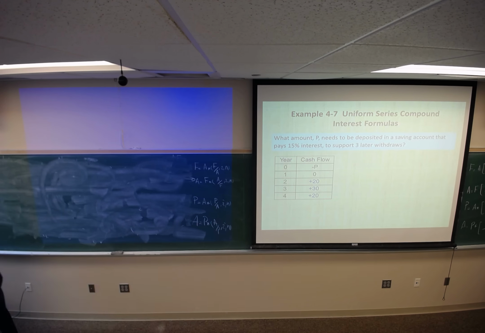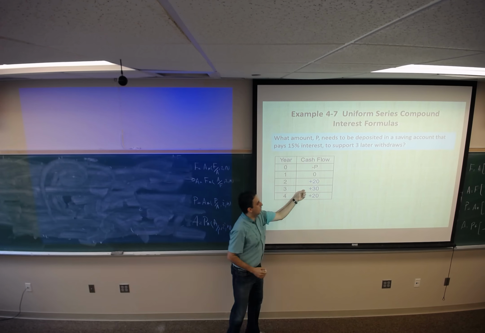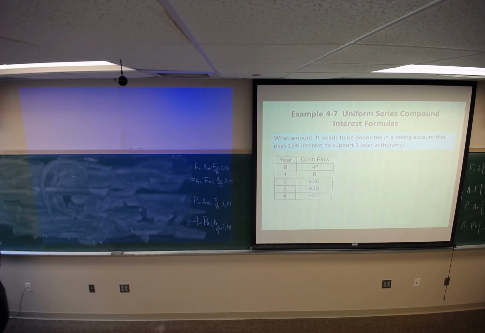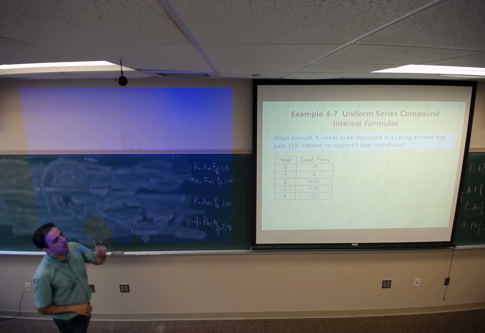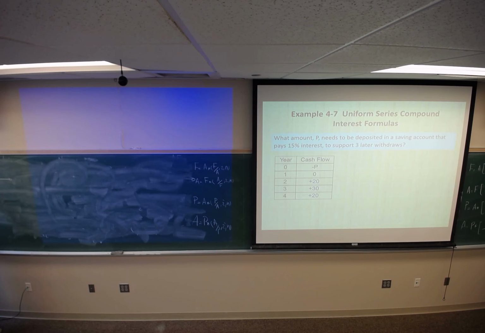We need to withdraw $20 in the second year, $30 in the third year, and $20 in the fourth year. Now the question is how much should we set aside in the account which pays 15%? So 0, 1, 2, 3, 4.